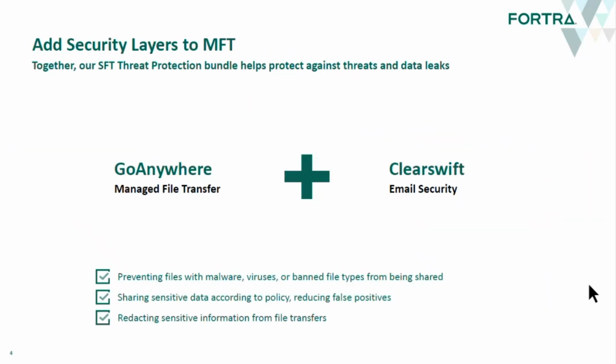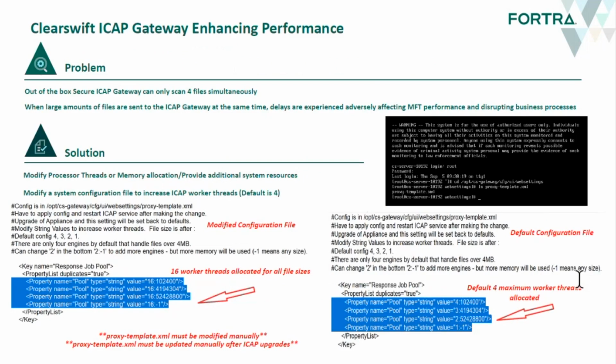Today, again, we'll focus on the content scanning engine for GoAnywhere or other file transfer solutions or web applications that support ICAP. Out of the box, as you can see, bottom right, proxy-template.xml. There's the path to the file. Here is a sample of the configuration. Out of the box, it supports 4 worker threads. So essentially what that means is a maximum of 4 individual files can be scanned at any given time.